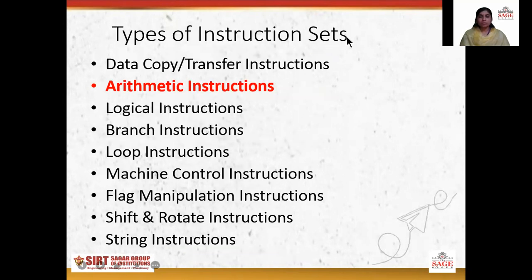Types of instruction set: what type of instructions we have to perform on the data which is stored in the memory or register. These are the different types: data copy transfer instructions, arithmetic instructions, logical instructions, branch instructions, loop instructions, machine control instructions, flag manipulation instructions, shift and rotate instructions, string instructions. Out of these, in today's video lecture, we will discuss the arithmetic instructions.